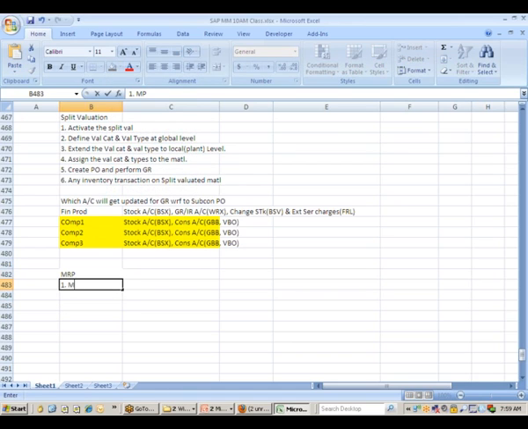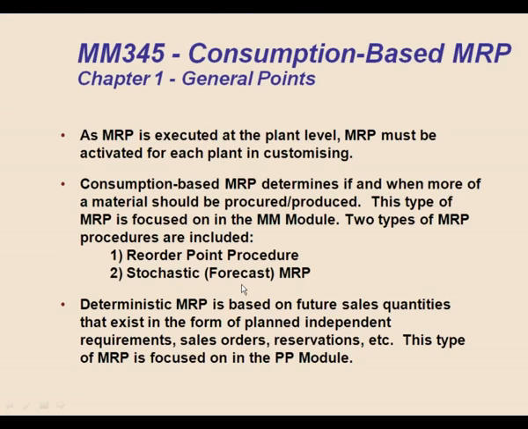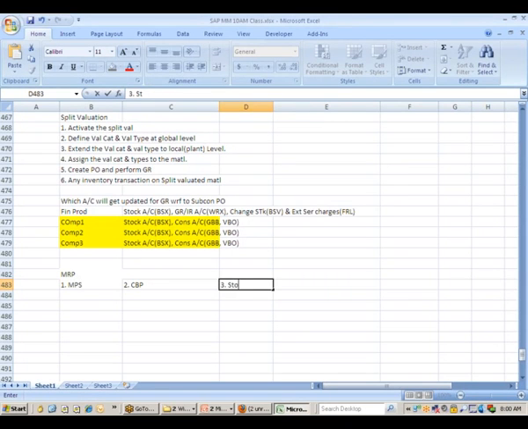There is something called MPS, Master Production Scheduling. There is also one more thing called CBP, and the third one is called stochastic, forecast-based MRP. And one more thing, there is something called deterministic MRP also. This was mainly focused on PP.